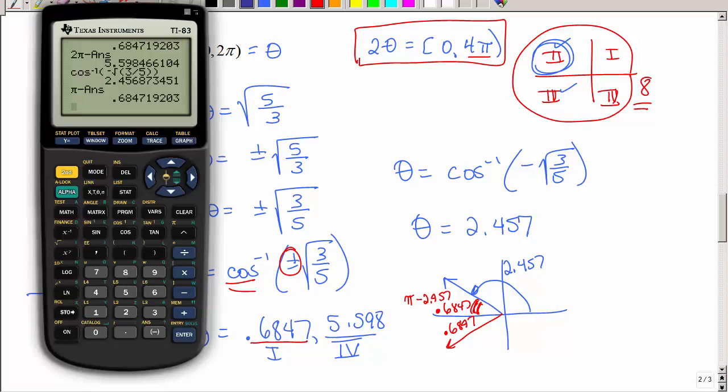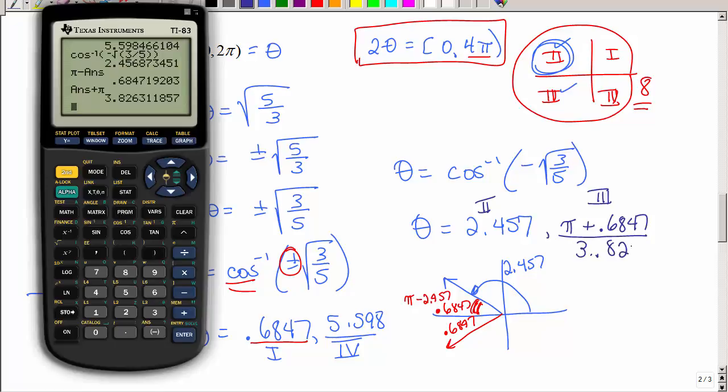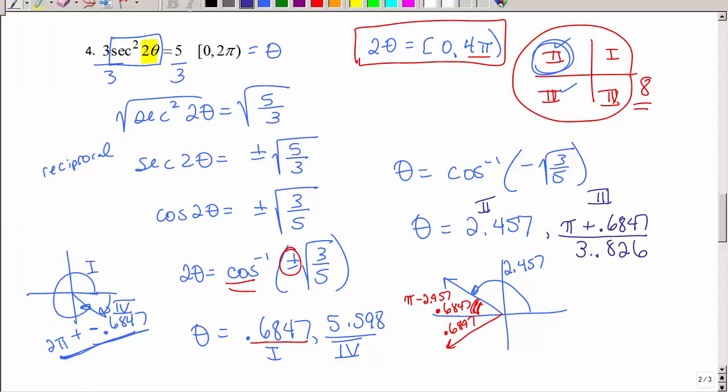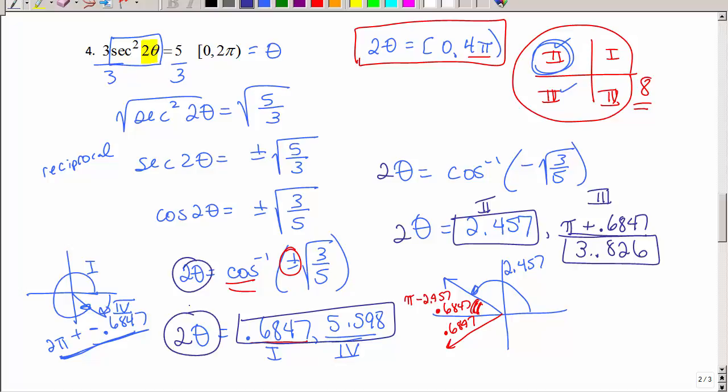Okay, so how am I going to get my answer? So this is in quadrant 2. How am I going to get my answer in quadrant 3? I'm going to take pi and add it to my reference angle and get 3.826. But how many answers do I have? 1, 2, 3, 4. Now remember, I made a mistake. Those all should be 2 thetas. 2 thetas, 2 thetas. That's just once around the block.